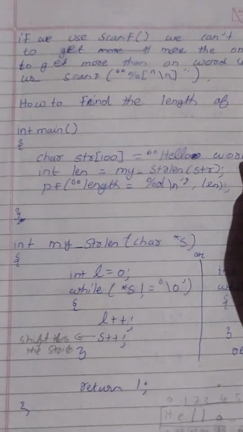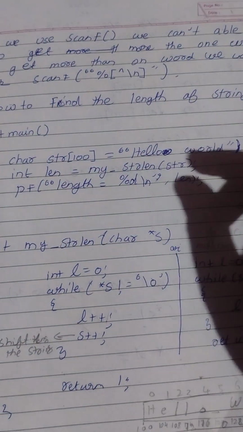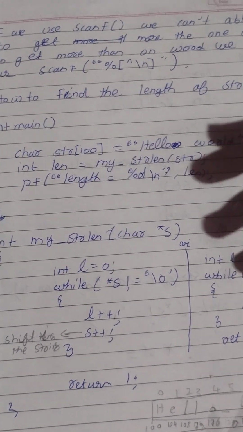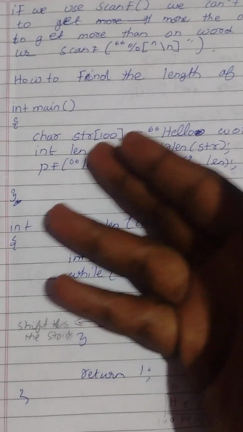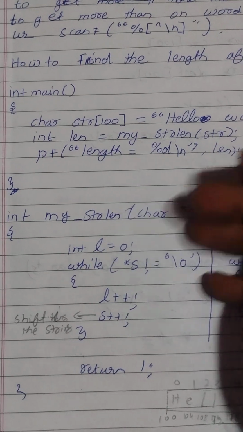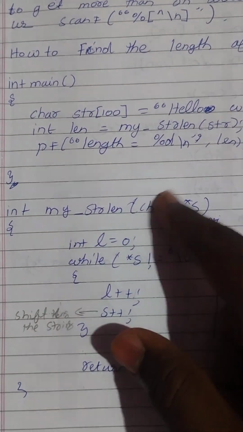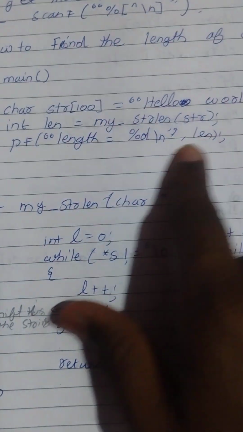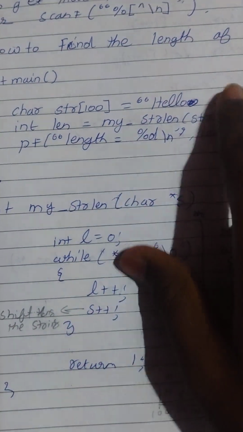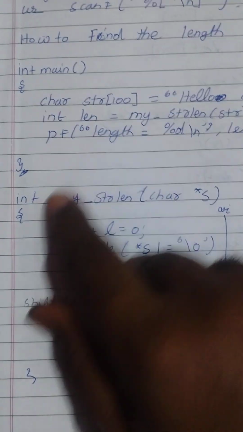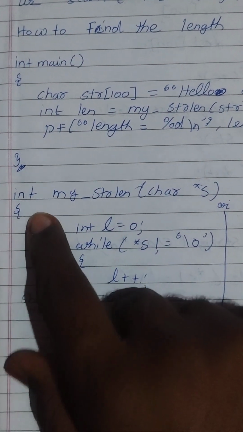Next, how do we find the length of a string? I'm going to use a function named my_str_length. First I am going to read the value from the user. Next I am passing the string value. Here I am returning the value as int.